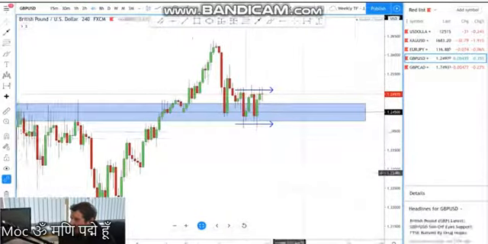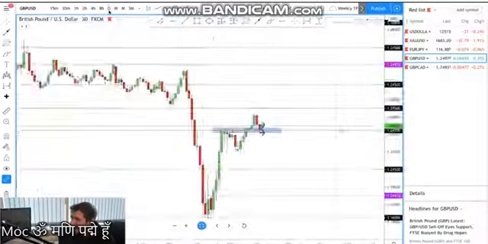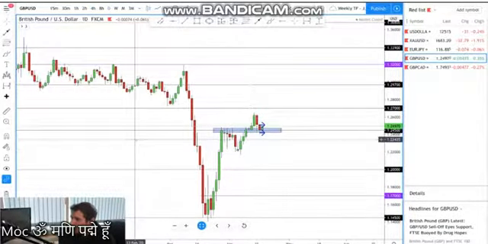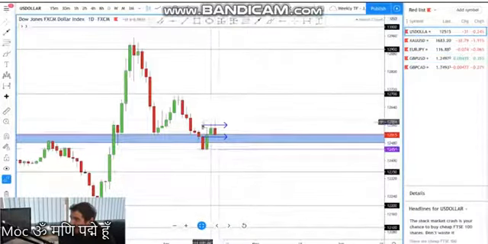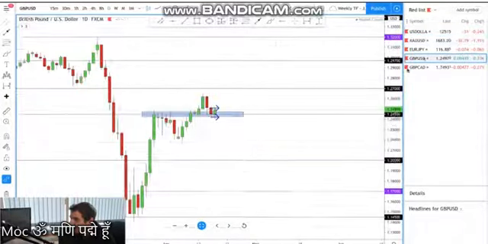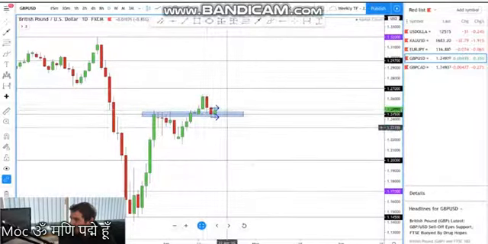GBP USD, guys, is also one that is currently in this range bound area, and it also comes in line with the US dollar index, because the US dollar index is what? In this range bound area at the moment, and then GBP USD is in what? This range bound area at the moment.